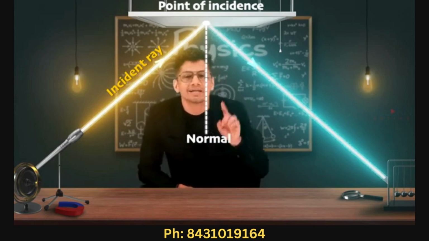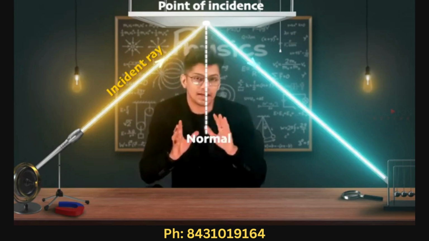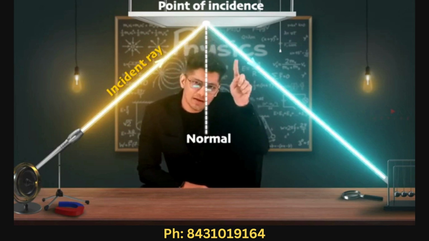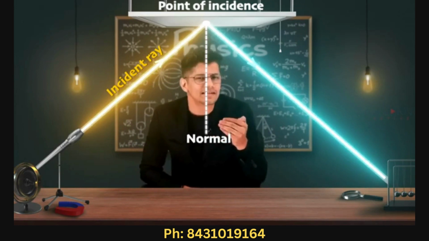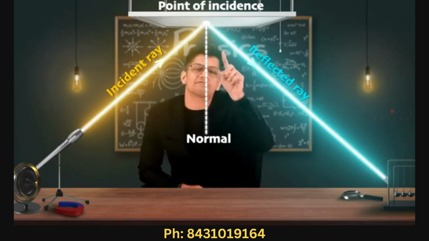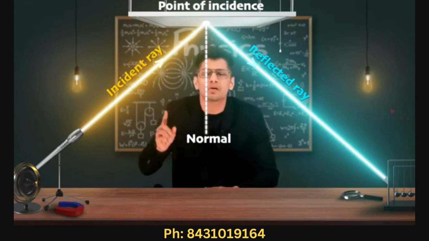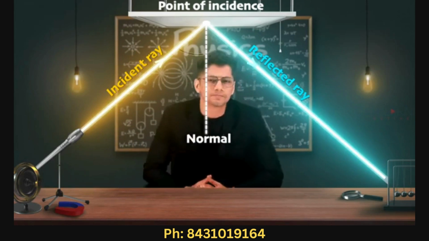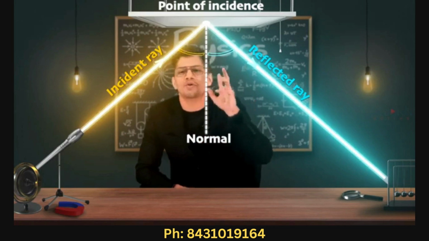Always remember that the normal is always at the point of incidence. Now we know that the incident ray is going towards the mirror, and this particular ray, what will it be called? Since it is getting reflected, this ray would be called the reflected ray. Now you can see that between the incident ray and the normal, we have a particular angle. Similarly, we have an angle between the reflected ray and the normal.